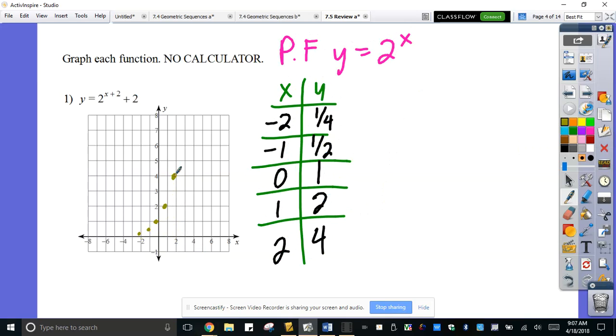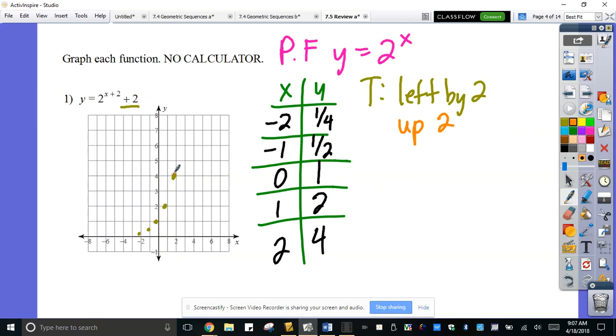There are transformations involved here. There's an x plus 2 as the exponent of the 2 here. So that means the transformation here will go left by 2. Will shift left 2. So all these points will go left 2. And there's a plus 2 here, which means you're going to go up by 2. So left 2, up 2 will be our transformation.